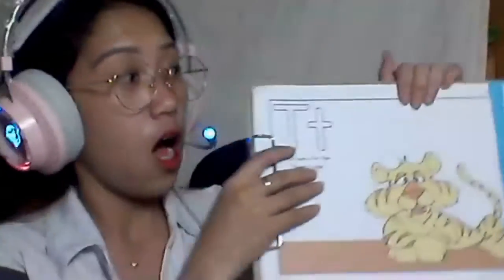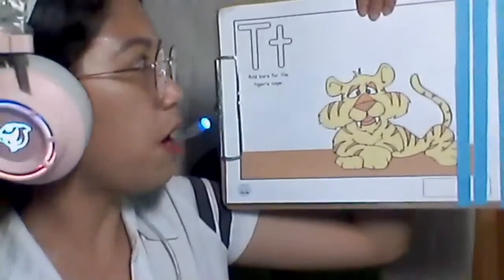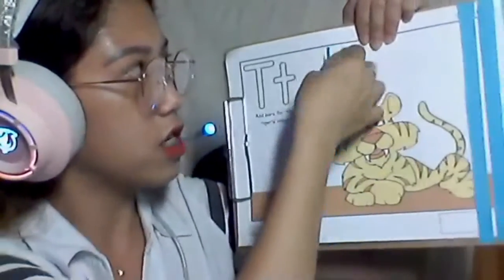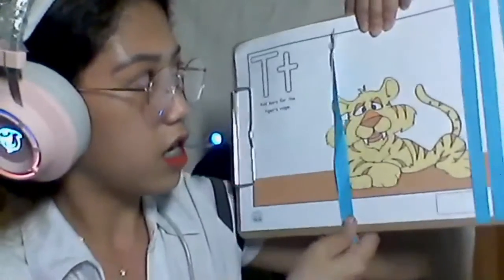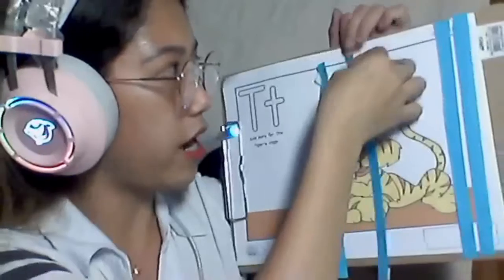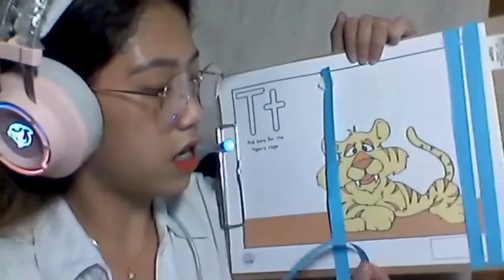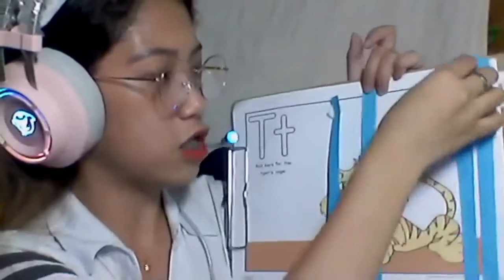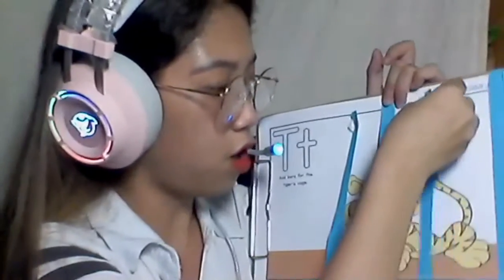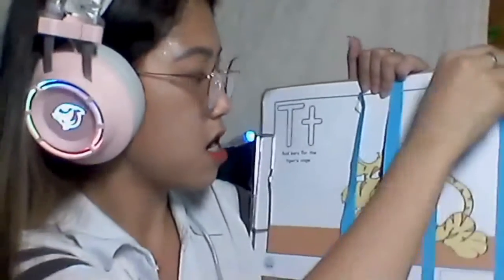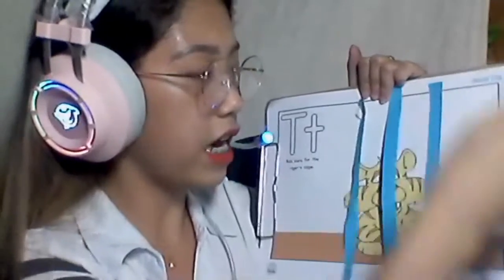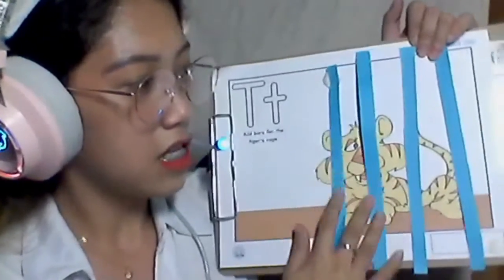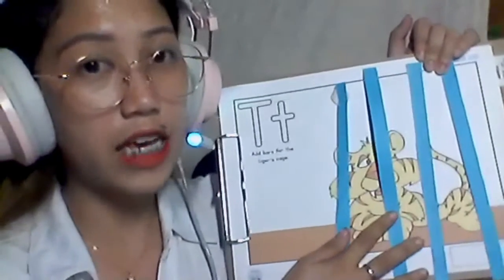Let's look for... Oh, there is a tiger. Let's put the tiger inside the cage. Let's make a cage. This is the cage of the tiger. So that the tiger will be there inside the cage. Let's put all the bars of the cage so that the tiger would not go out. Okay, we put the tiger inside the cage.